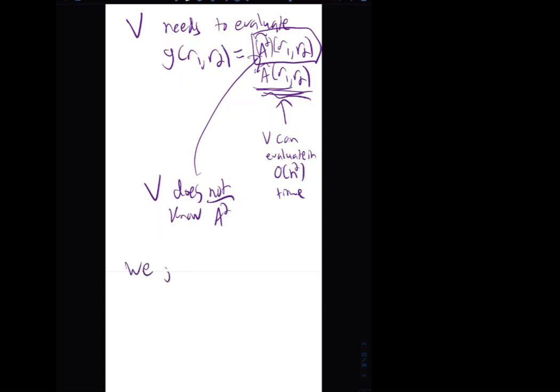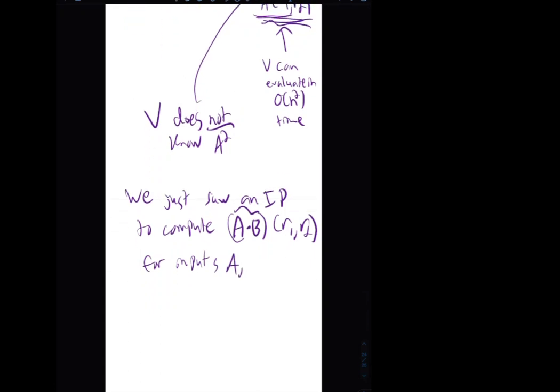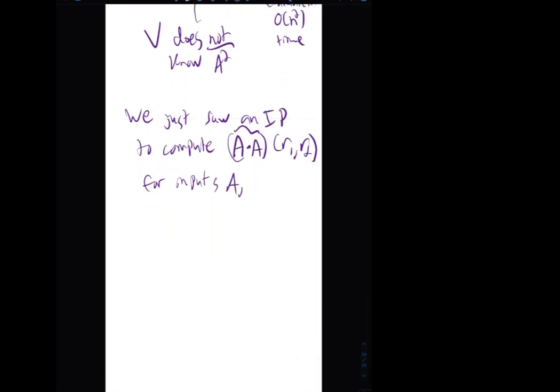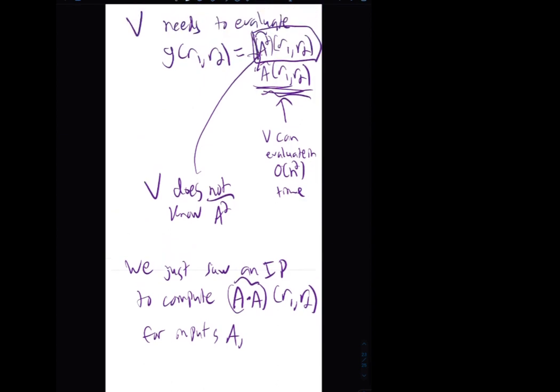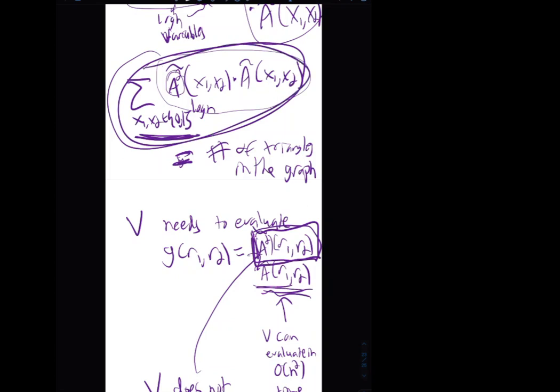So we just saw an interactive proof to compute the product A times B twiddle at R1, R2, for input matrices A, B. And so just set B equal to A. So let me just set B equal to A. And yeah, so we just literally saw an interactive proof to compute A squared twiddle at R1, R2, which is exactly what the verifier needs to do at the very end of this application of sum check for counting triangles.